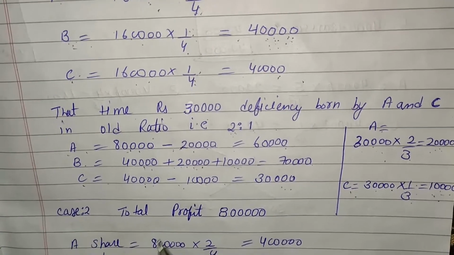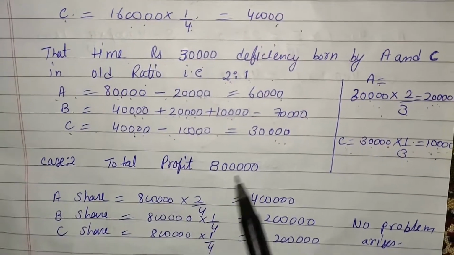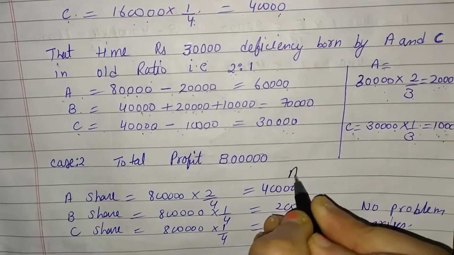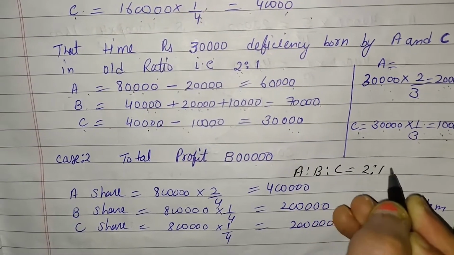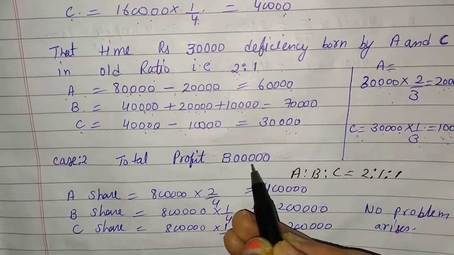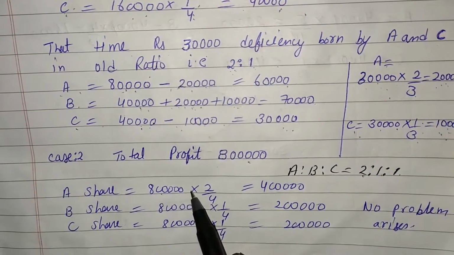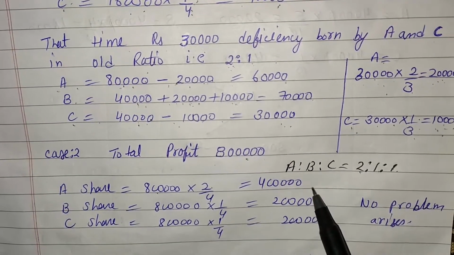Case number 2: total profit is 8 lakh. In that case the profit sharing ratio is the same, that is A is to B is to C is 2 is to 1 is to 1. That 8 lakh divided in the ratio 2 is to 1 is to 1, that means 8 lakh multiplied by 2, total of this is 4. Now A is getting 4 lakh.